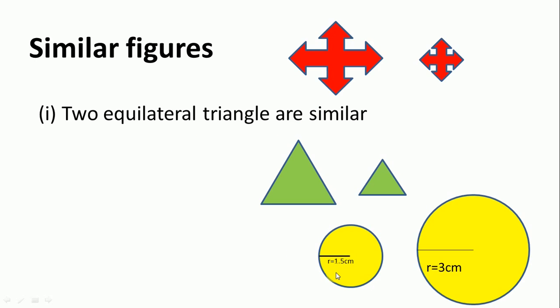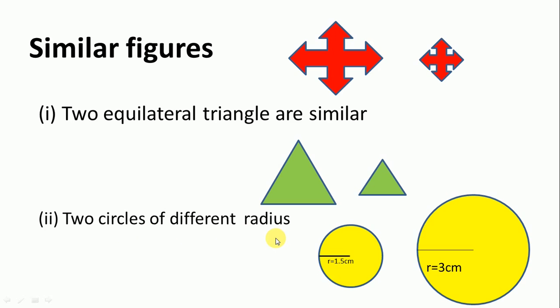Next, we see two circles of different radii. The shape of these two circles is same, but the size of the circles is different. So these two are also similar figures. So the second example is the two circles of different radii.